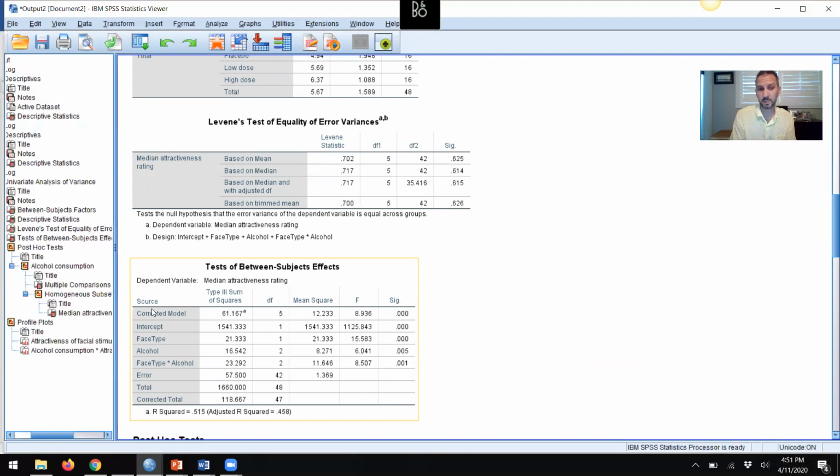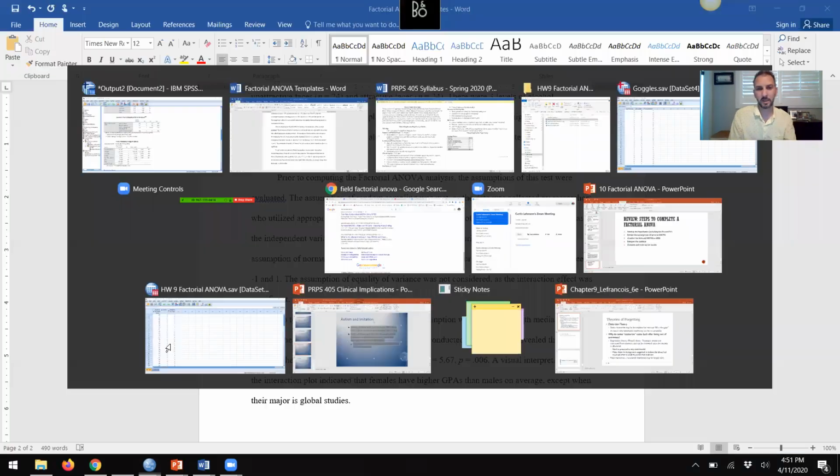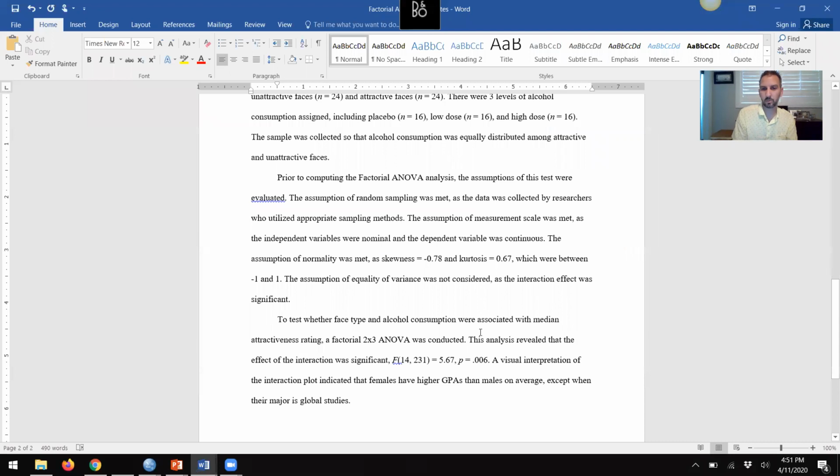The assumption is if you go beyond that, you don't even have to say it. The reader will know or will assume that the overall model was significant. So again, that's why I don't report it. So this analysis revealed that the effect of the interaction was significant, right?